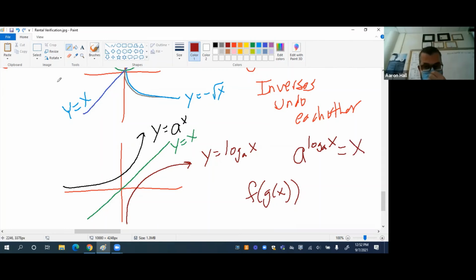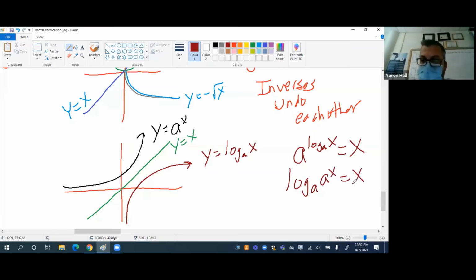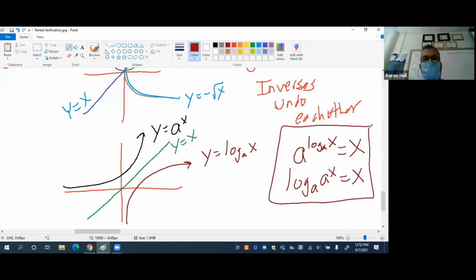Now it's also true the other way, g of f of x. I take the other function and plug it into this function, and I should get x. I have log base a of a to the power of x. That has to be, one more time, x. These are the first laws of logarithms.